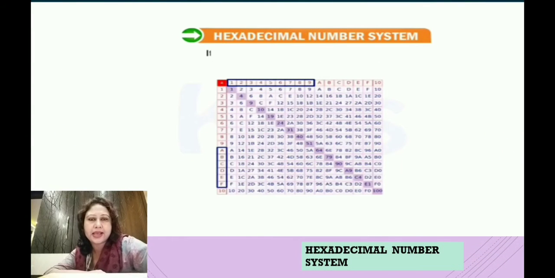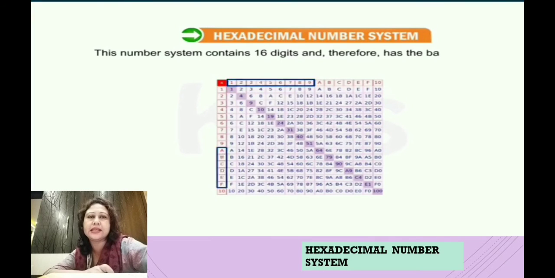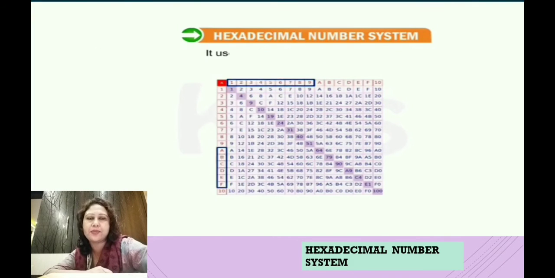Our next topic is hexadecimal number system. This number system contains 16 digits and therefore has the base as 16. It uses the digits from 0 to 9 and A to F. Okay, so this is your hexadecimal number system.